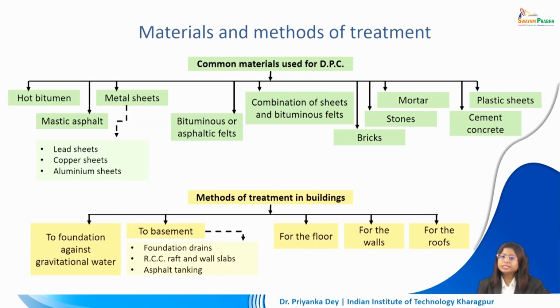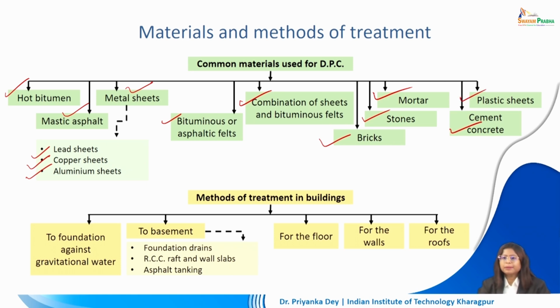Now, common materials which are used for DPC include hot bitumen, mastic asphalt and metal sheets. Metal sheets can also be lead sheets, copper sheets or aluminium sheets. Bituminous or asphaltic felts can be used. We can also go for a combination of sheets and bituminous felts. Bricks can be used for damp proofing as well. Stones, mortar, cement concrete and plastic sheets also find application.